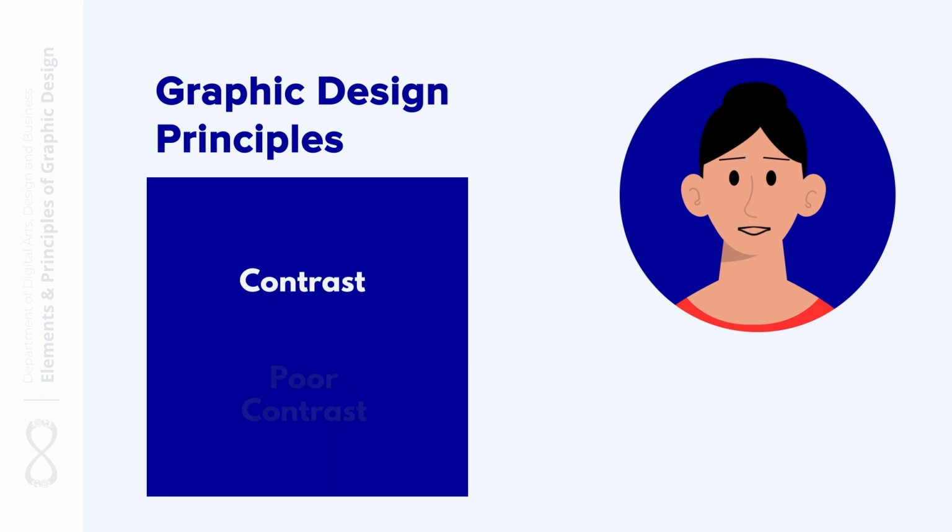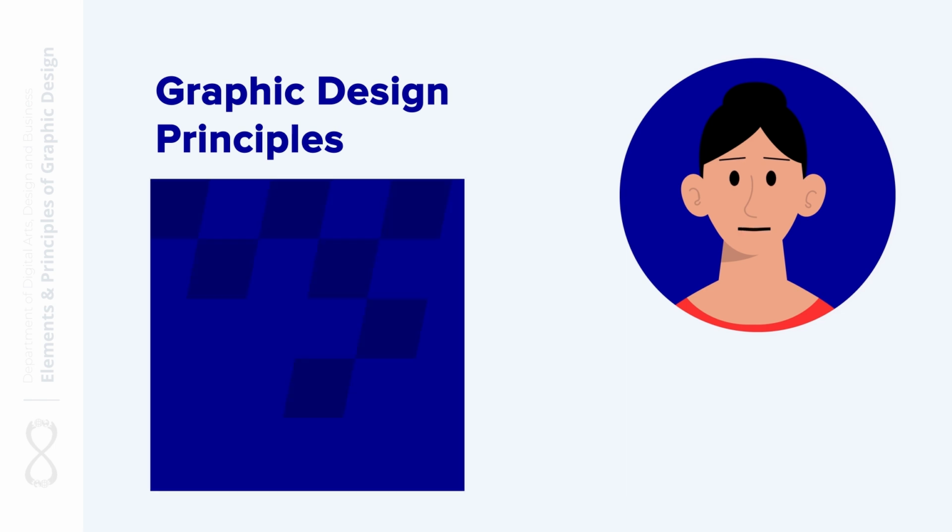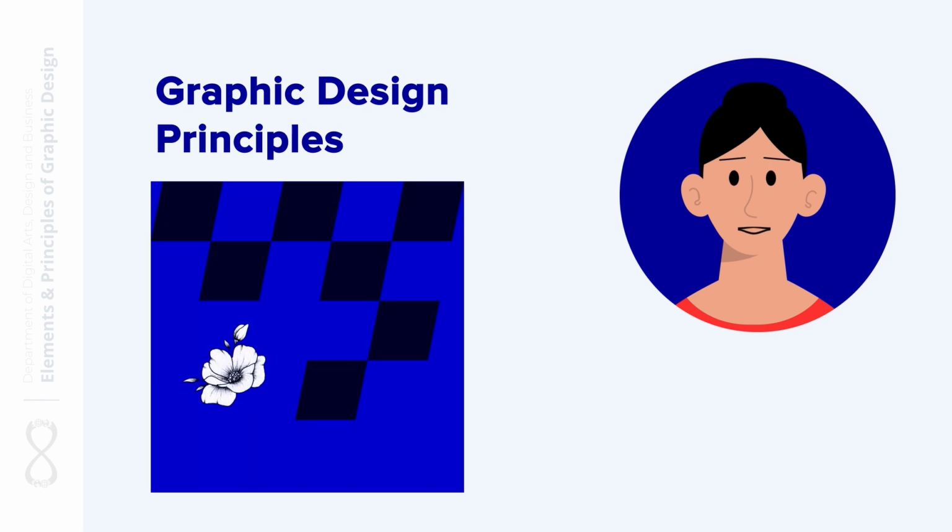Next, let's talk about contrast. Contrast highlights differences between elements, drawing attention and enhancing readability. You can achieve contrast through varying colors, sizes, and shapes, making essential aspects of your design shine. Contrast ensures that your message is clear and easily understood. Think about how dark against light or complementary colors can create striking visual interest.